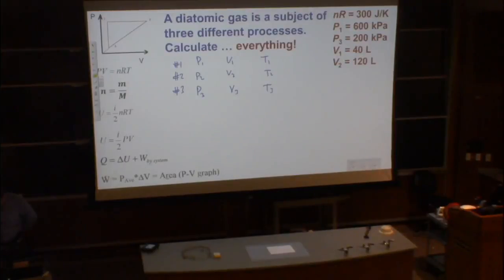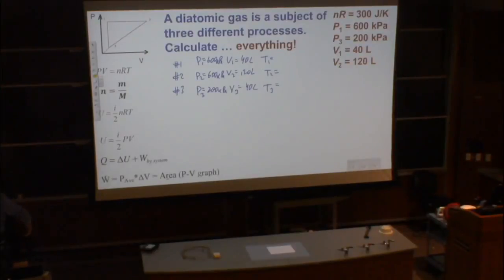So, pressure, P1, 600 kilopascals. Volume, V1, I just copy 40 liters. Temperature, not given. Okay, we'll find it. P2 is equal to P1, 600 kilopascals. V2 is equal to 120. Temperature, gotta find it. P3, 200 kilopascals. V3 is the same as V1, 40 liters. Temperature. Okay, so we need to calculate temperatures.